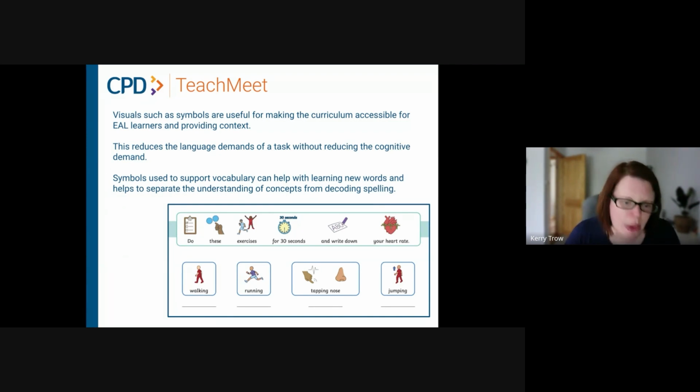So you notice on that resource that I put down there, which is a science investigation resource, by presenting the symbols above each of the words, children can begin to make the links between the symbols and the written words. So it's not that we're trying to discourage the reading of English text, but we are making those links between the visuals and the text there.